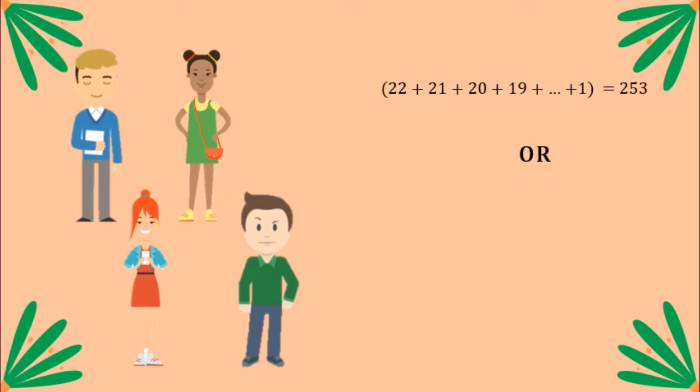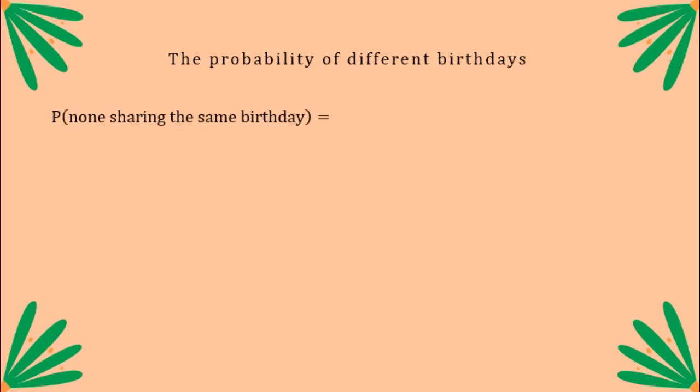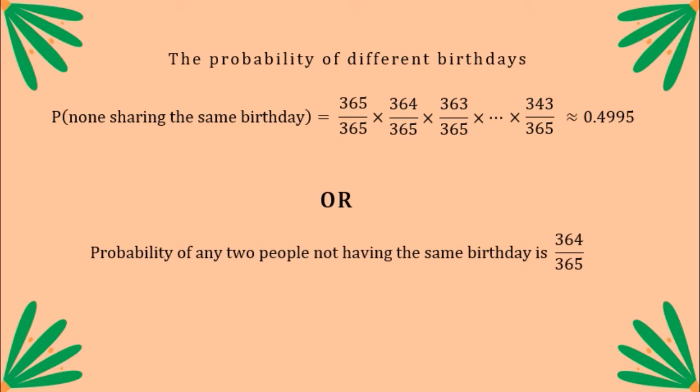Or we can use the combination formula, where C is the number of combinations, N is the number of items in the set, and K is the number of items selected from the set. Then we can find the same comparison. The different birthday odds are the multiplication of the different birthday odds from the first person to the 23rd person. Or we can use the combination, where every one of the 253 combinations has the same odds. It is 99.72% of not being a match.